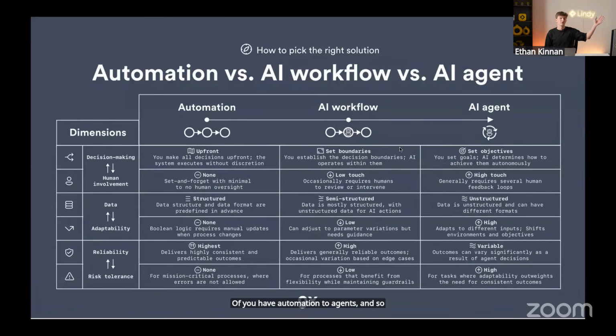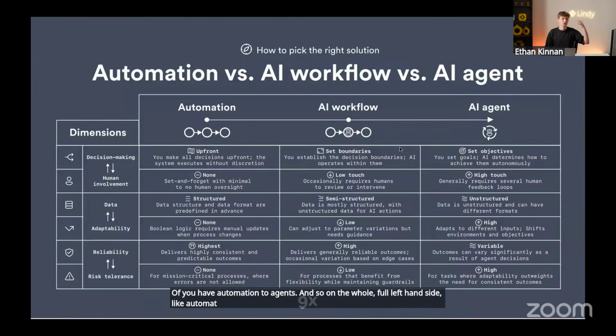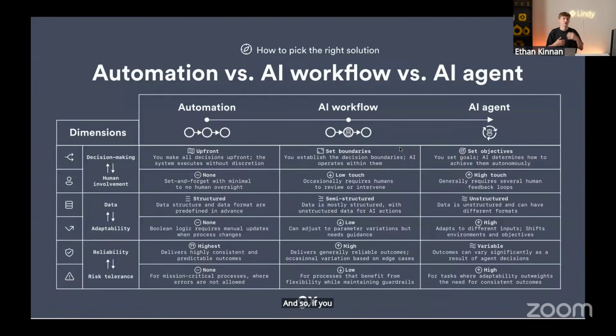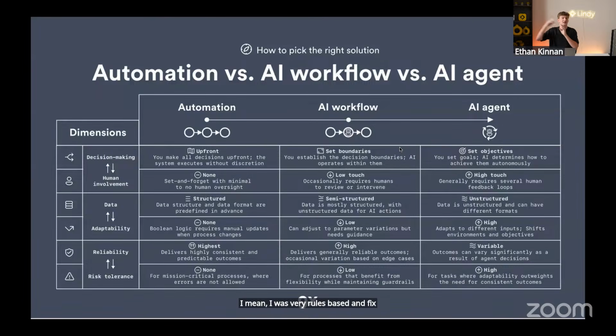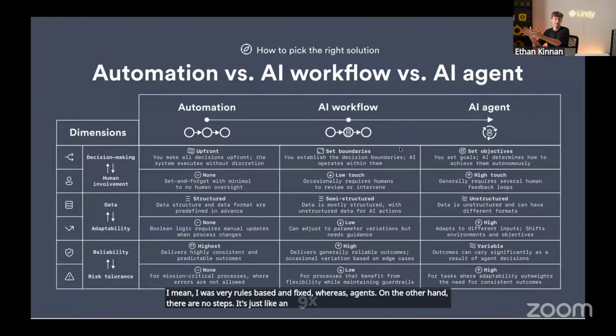On the whole left-hand side, automation is very rules-based. If you've used Zapier or other automation platforms, it's: if step one happens, then X happens, then Z. It's very rules-based and fixed. Whereas with agents, on the other hand, there are no steps. It's just an objective and the agent decides the steps on its own.